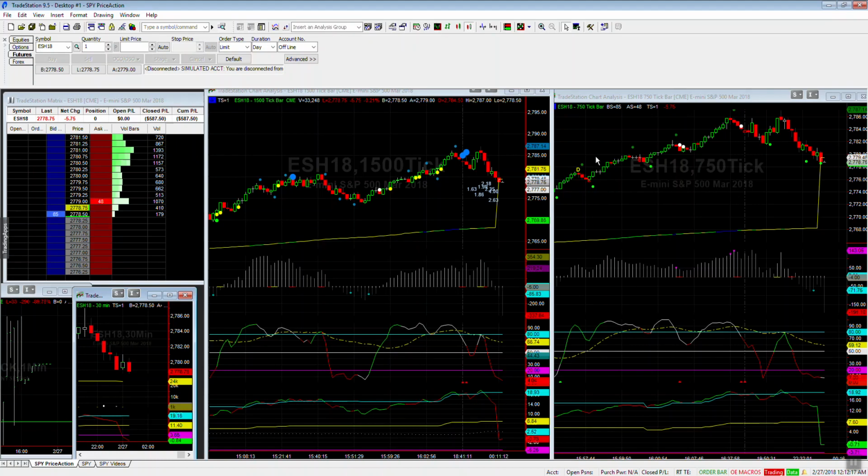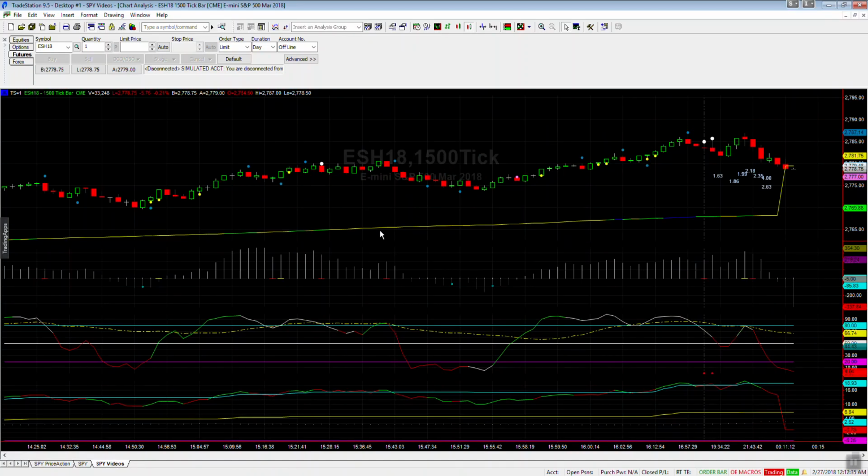It has three different time frames: the 750 tick bar chart I have here, the 1500 tick bar chart, and here's the 30-minute chart here. So it's traded in those time frames, but these are the main indicators which we'll take a look at right now. The system itself is composed of separate panels.